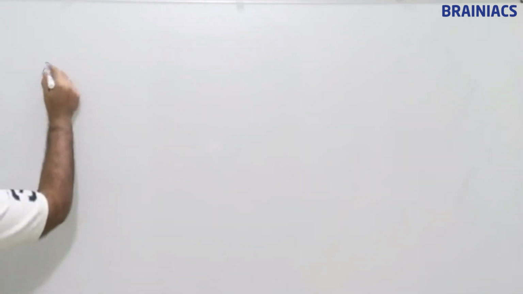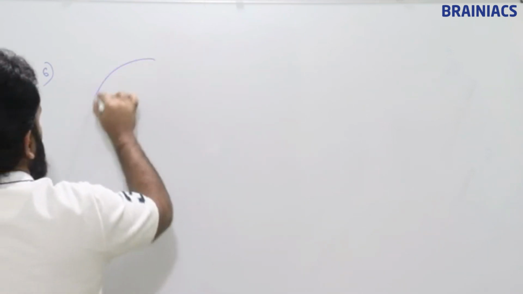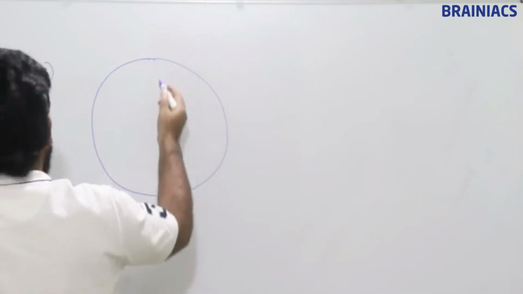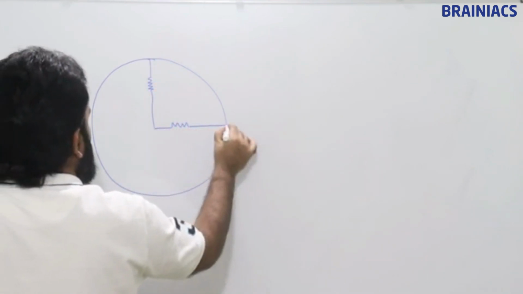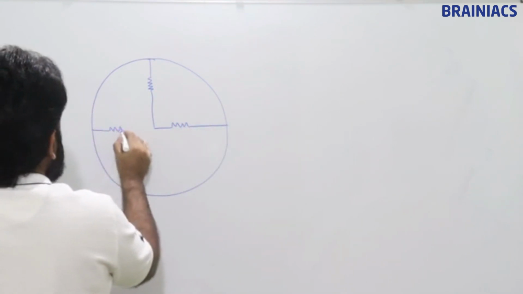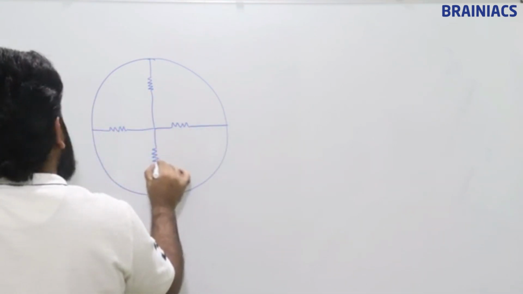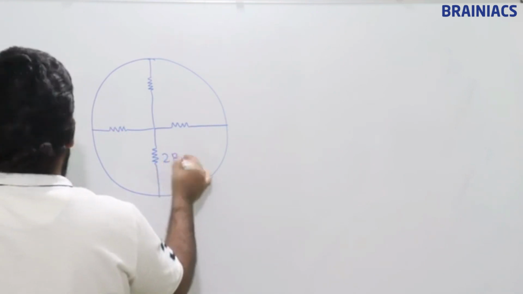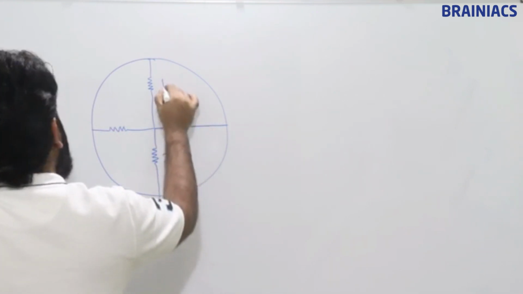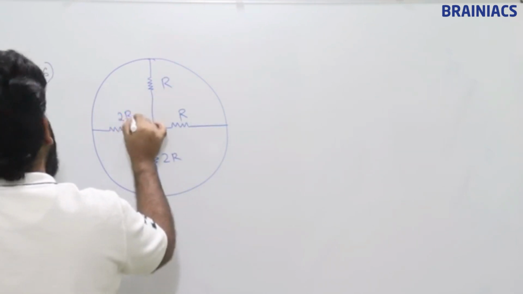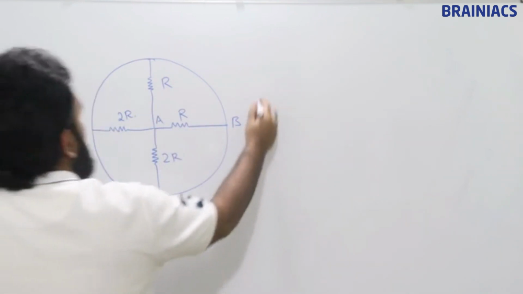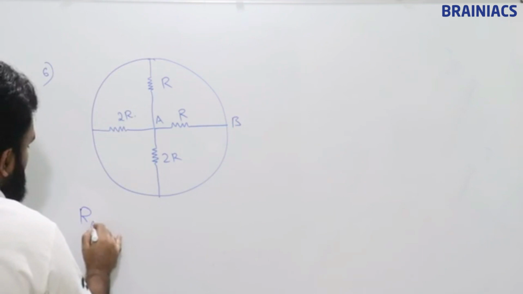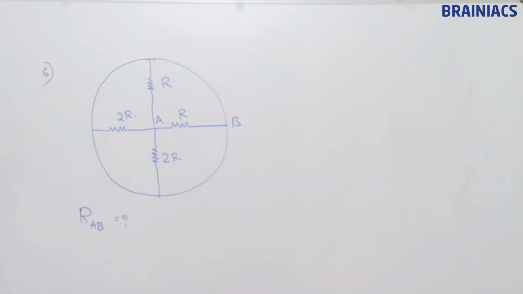We will see the next question. So this one, okay, so this terminal is A, this is B. We need to find what is the equivalent resistance between the terminal A and B.